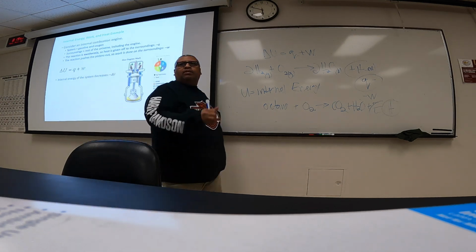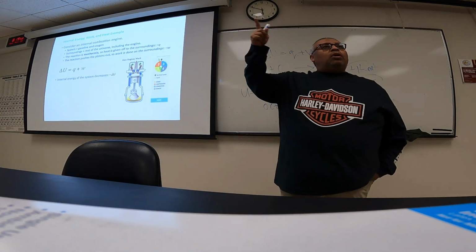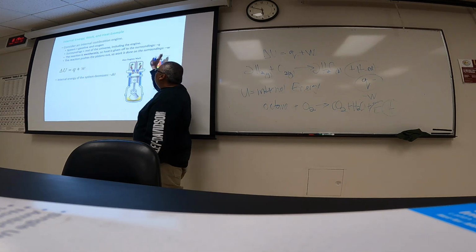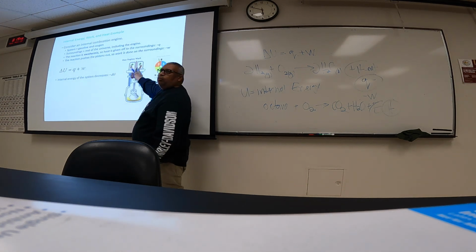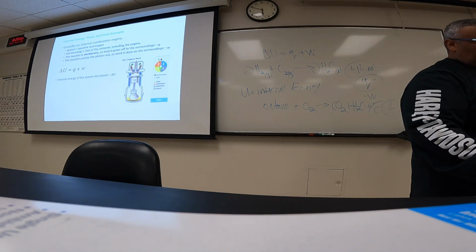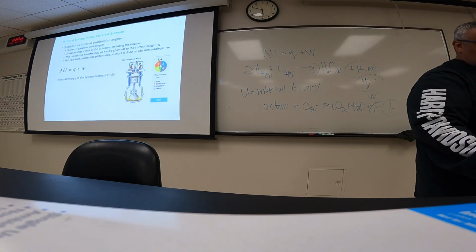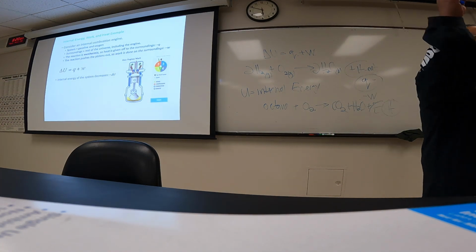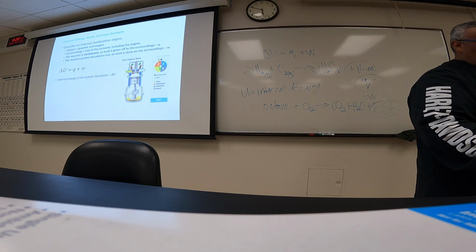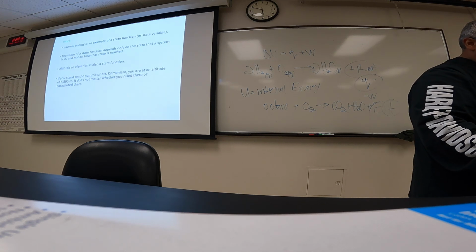So we can see that the system is doing work on the surroundings. Heat is being released to the surroundings, giving us some negative Q and some negative W. So the internal energy of the system decreases, right? So we have a negative change in internal energy.